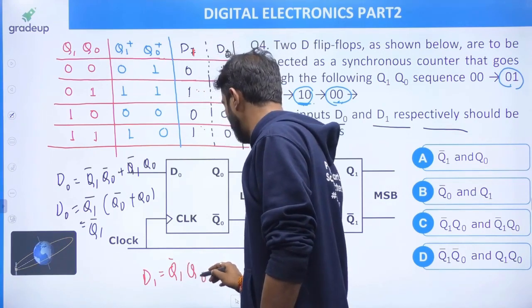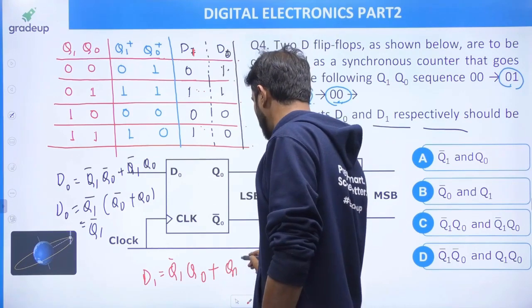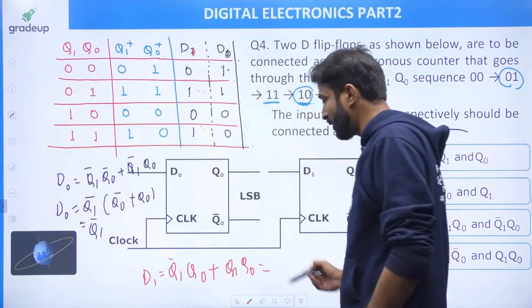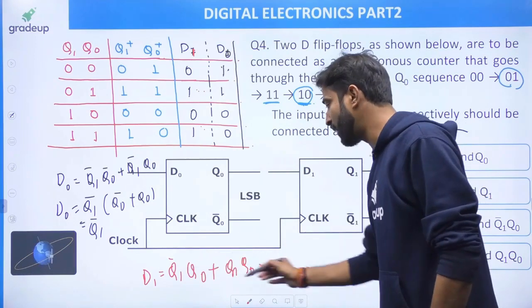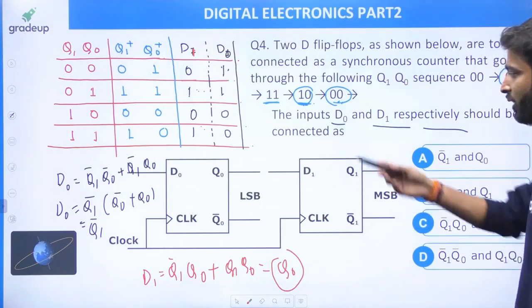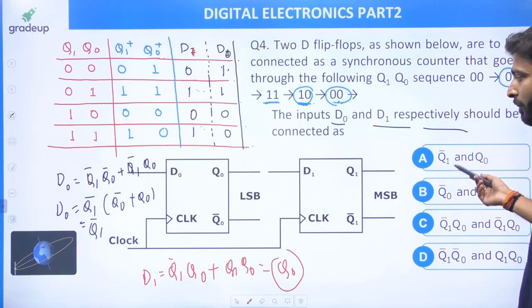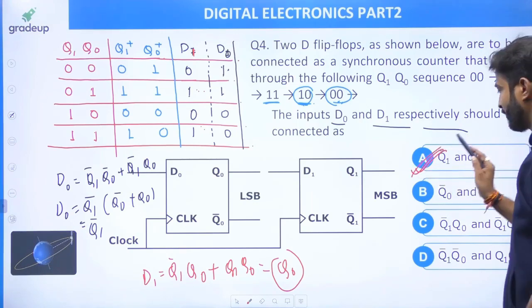Q naught plus here Q1 Q naught. Now I am taking the Q naught as a common. So Q1 bar plus Q1 will become 1. Directly I am writing the answer Q naught. So my dear friend, D naught is nothing, it is just a Q1 bar, and D1 is Q naught. So of course the A is the correct option.